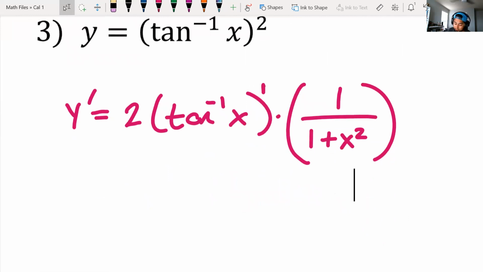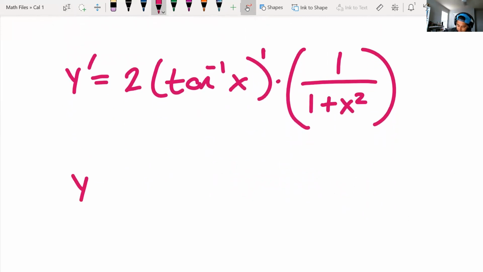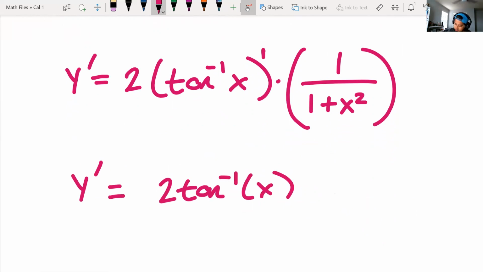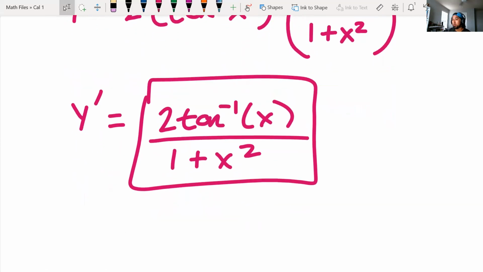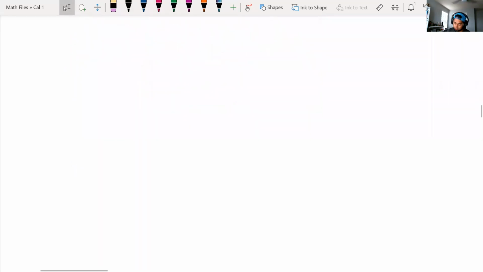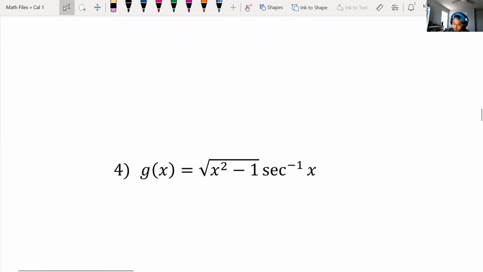Okay, cleanup time. All we have to do is multiply straight across, and we'll get 2 inverse tangent of x over 1 plus x squared. Done. So the tangent ones actually look nice. All right, let's keep moving. That was 3. And 4. All right, good.